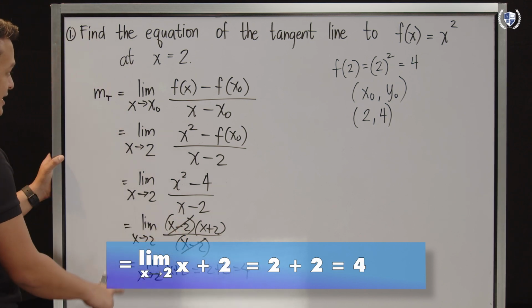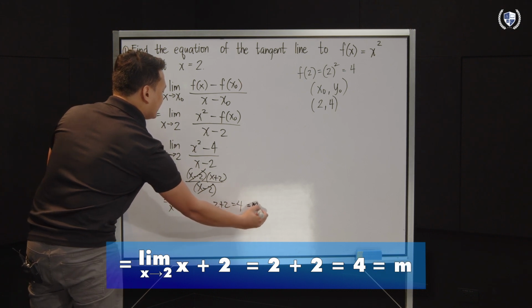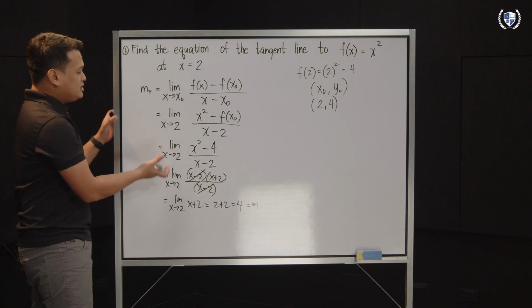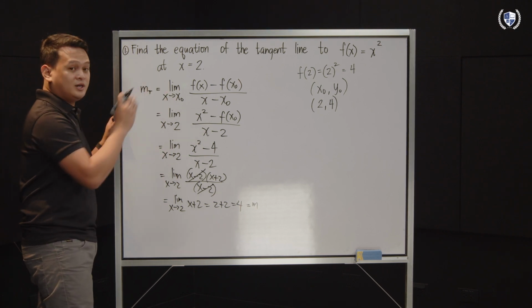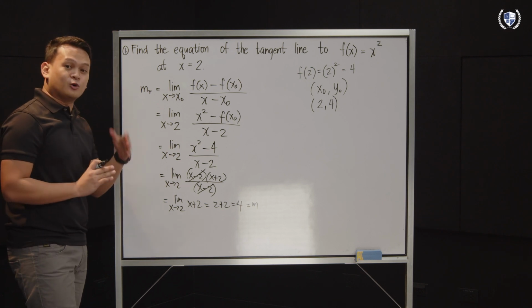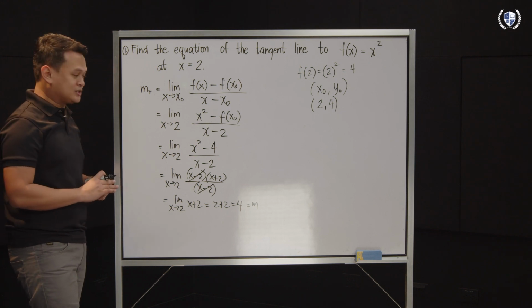Ano yung 4 na yan? That is our slope. This is equal to our m. And are we done? Hindi pa po. Kasi hindi naman tinanong kung ano yung slope ng tangent line. We're trying to find the equation of the tangent line. So to do that, kailangan gamitin, i-recall natin yung point slope form ng ating linya. Ano ba ang ating point slope form?